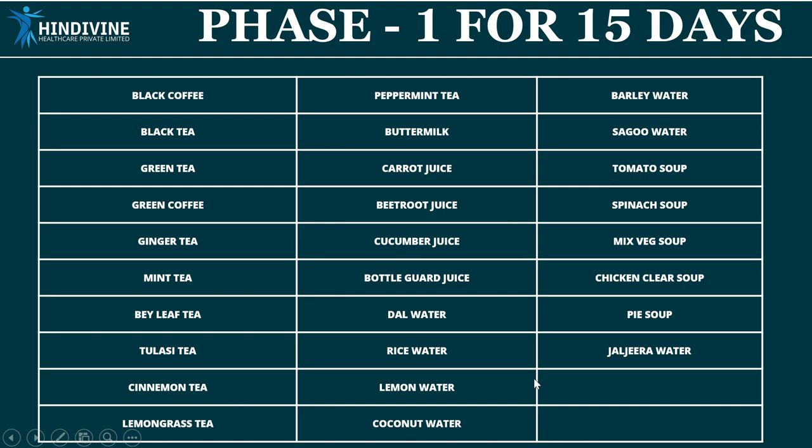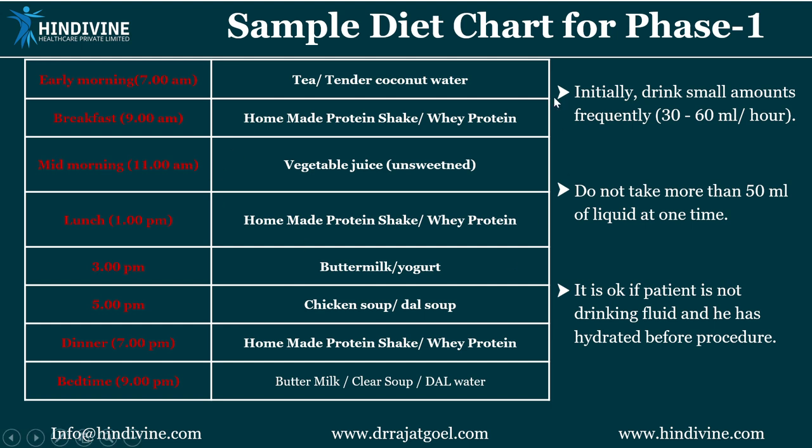And everybody may not take everything, so you have to talk to them about their preferences on the day of the procedure or before the procedure, so you can make a diet chart accordingly and give them what they have to take exactly. Okay, so you can give them this kind of diet chart daily, like tender coconut water 7 a.m., 9 a.m.